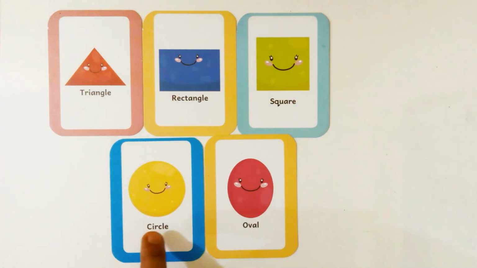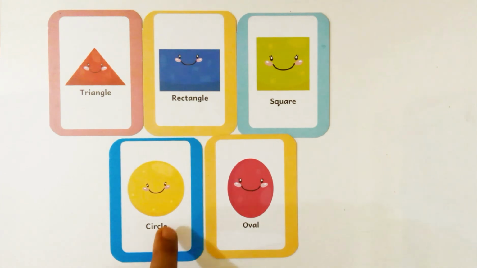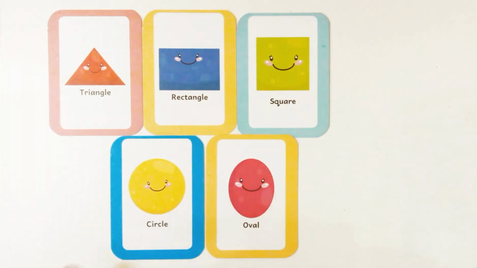C for circle. Circle, circle. It has no sides. It has round shape. C for circle. And the color is light yellow color.